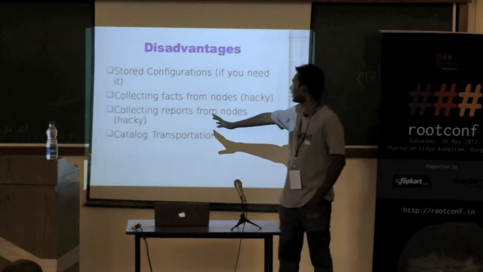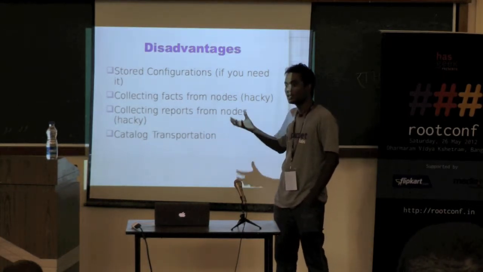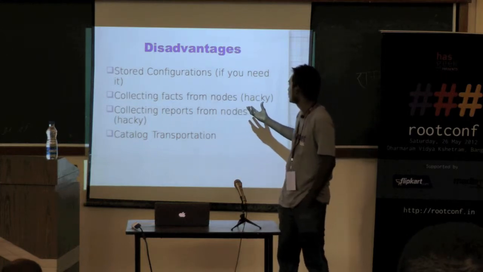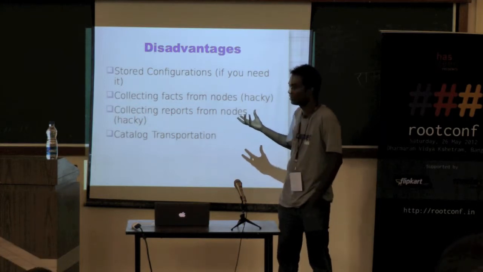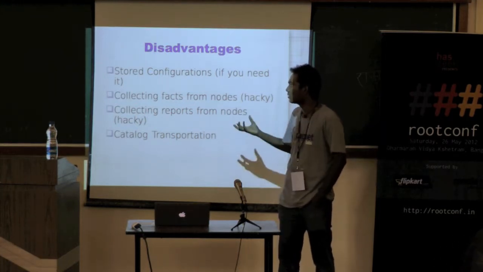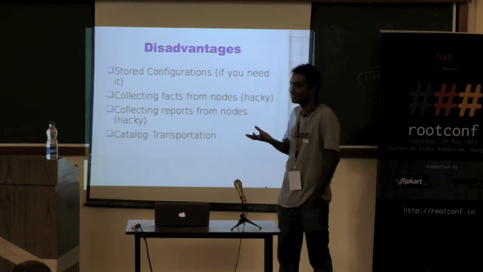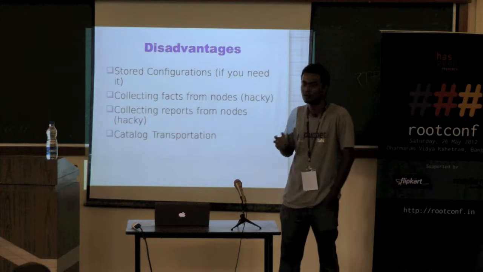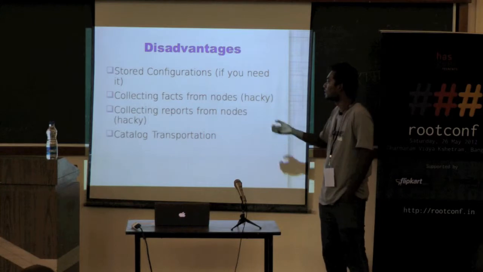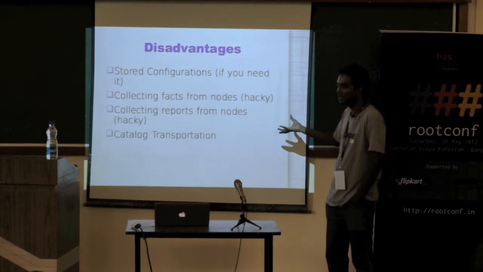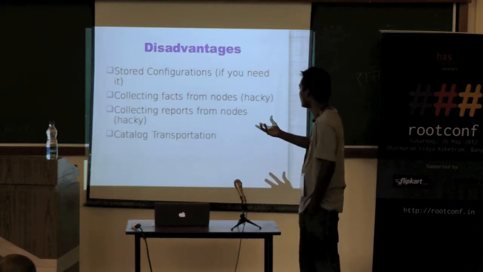Another thing is collecting facts from the nodes. Like you may run something like a dashboard. So getting facts from the client nodes to use in your dashboard can be a bit hacky actually. You will need to use Postgres hooks, a custom script or something like that, or you can use your own manifest. You can have one of the Puppet classes which takes the facts from the clients and then passes them to the server which has the dashboard basically.